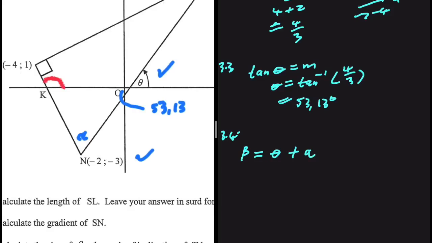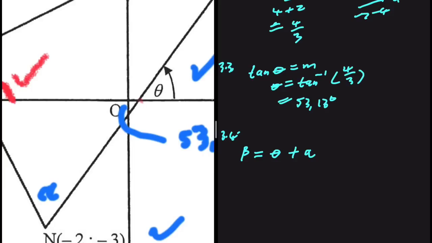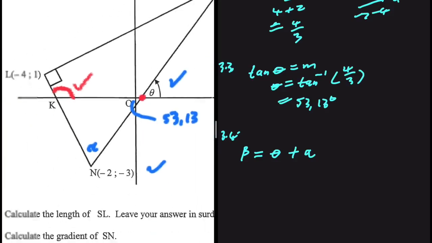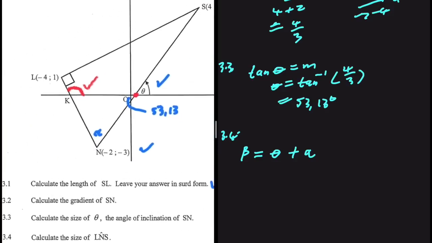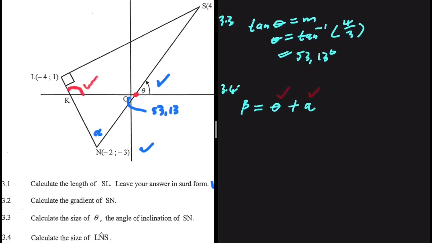This is an exterior angle of triangle KON. Well, not KON, but this point here. This point doesn't have a name, but that is the point we're interested in. So that angle should be equal to theta plus alpha. So let's go ahead and find the inclination of LN.